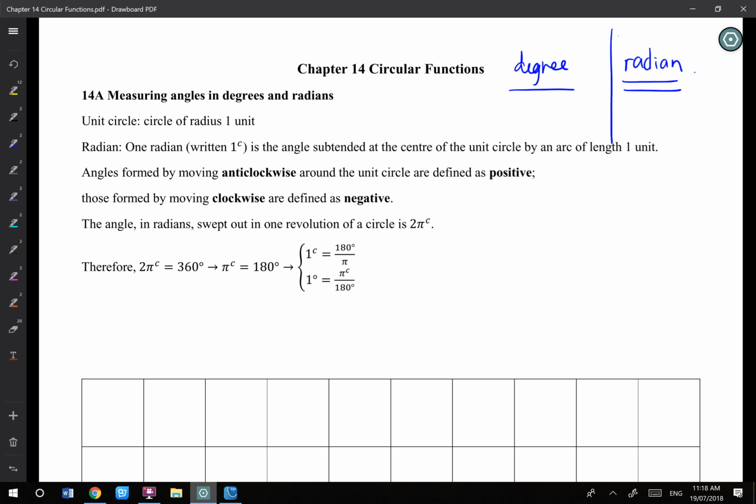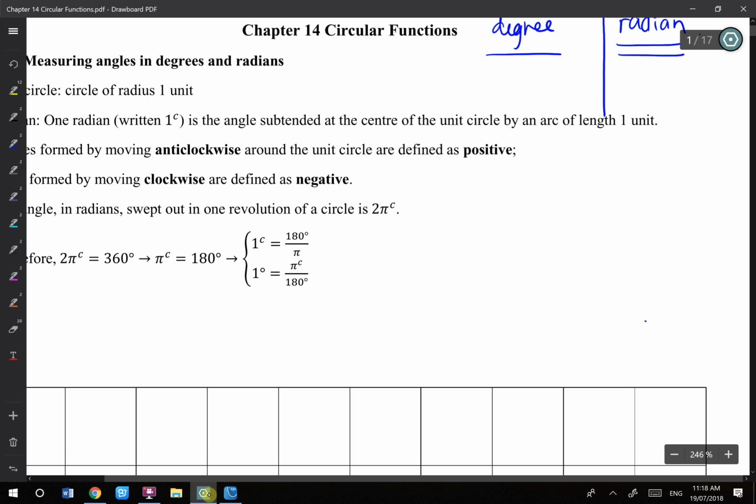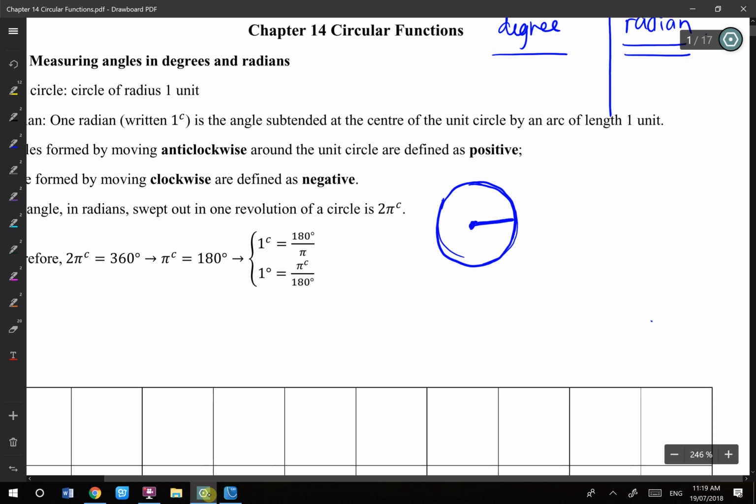Now I'll explain what is degree and what is radian. First of all, we talk about something called the unit circle. What is a unit circle? A unit circle has a radius of 1. Let's draw a unit circle first. We treat this circle as having radius 1. That's a unit circle. So the unit circle is the circle with radius 1.